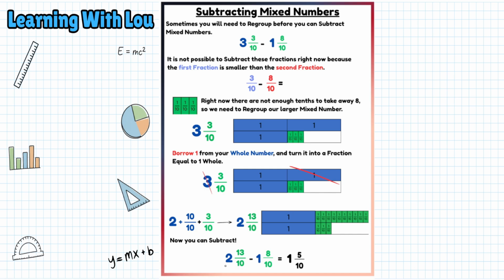So you go ahead and subtract your whole numbers. 2 minus 1 gives you 1. And then you have 13/10 minus 8/10, which gives you 5/10. So 3 and 3/10 minus 1 and 8/10 is really 1 and 5/10. We just renamed our first mixed number.